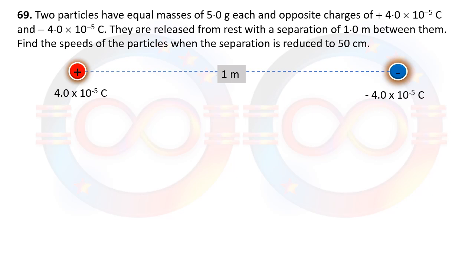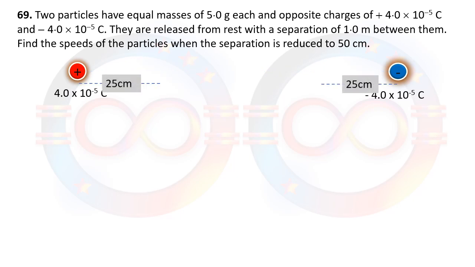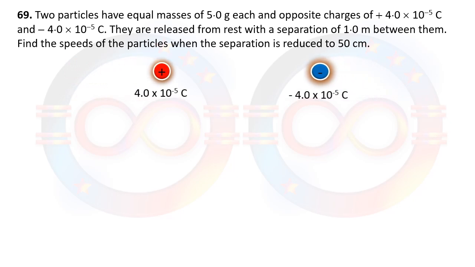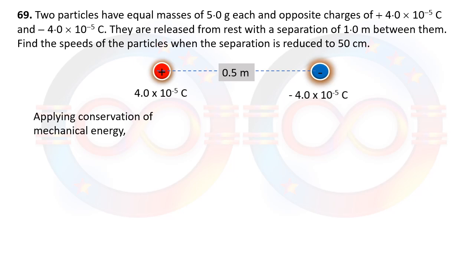Separation is being reduced to 50 centimeter means what? From both the sides, these charged particles have to move towards each other by 25 centimeter. So if they are going to move by 25 centimeter, the remaining distance would be 50 centimeter or 0.5 meter. At this distance and at the previous distance, we can apply the conservation of mechanical energy.